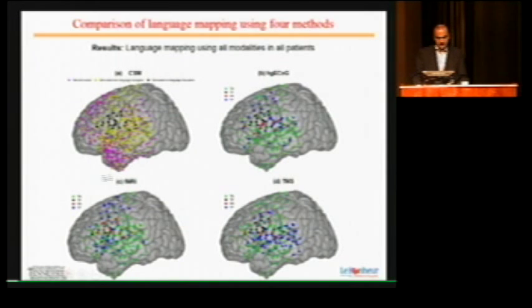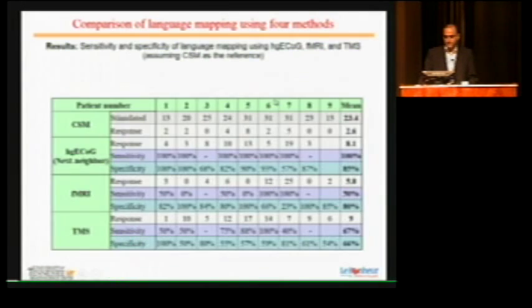Again, in this slide, you see the same thing for fMRI and for TMS. As you can see here, for fMRI, for example, we have more false negatives compared to TMS. However, we have more false positives in TMS compared to fMRI. So they have different ratios of false negatives and false positives compared to each other and compared to high gamma ECoG.